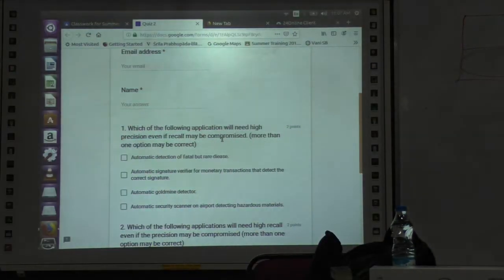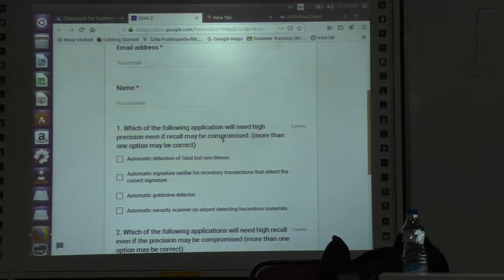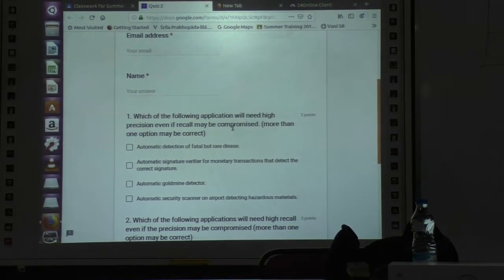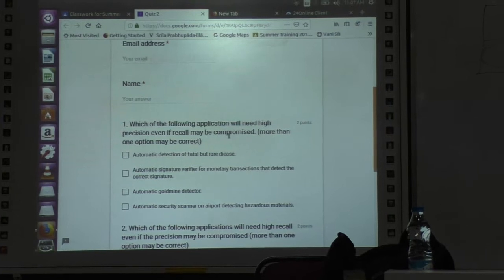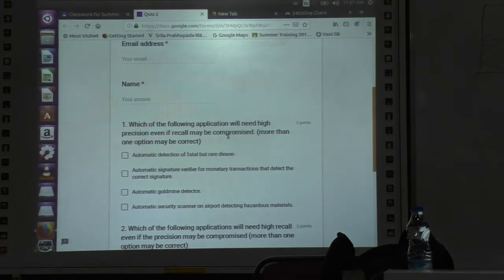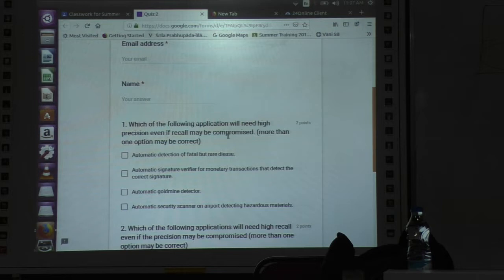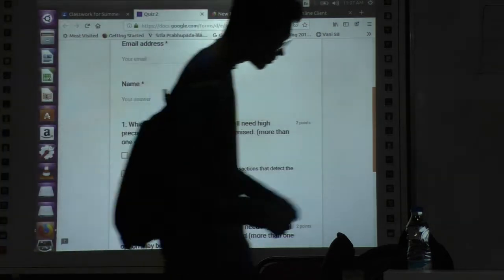Precision can be low. Precision low means if it is not a gold mine and I am predicting it as a gold mine, it's fine. But if it is a gold mine and I am missing that one, it is not good. So my recall should be high and my precision can be compromised.